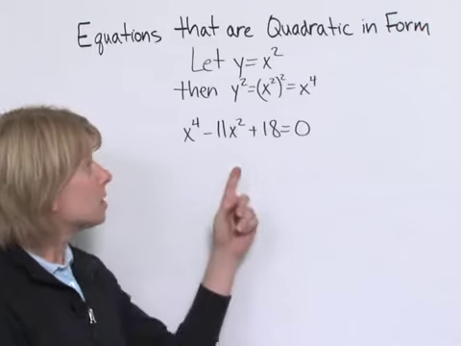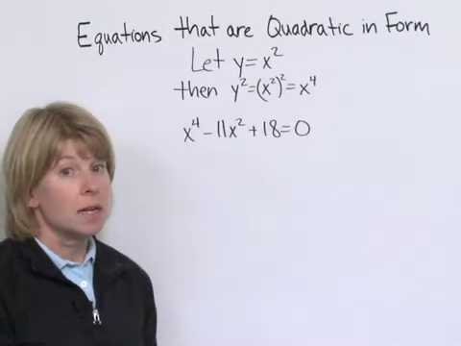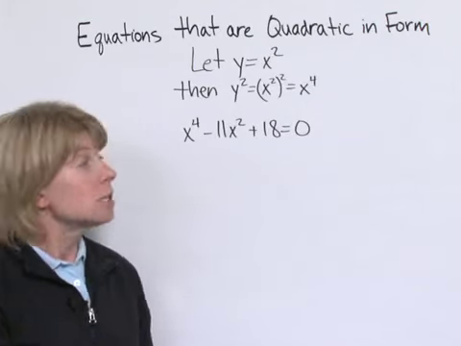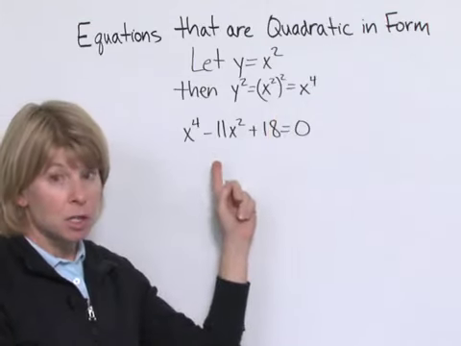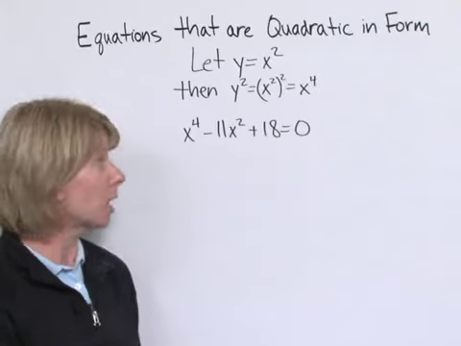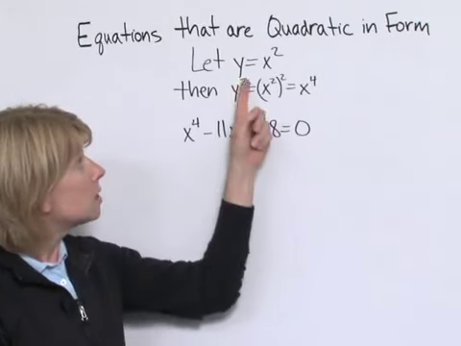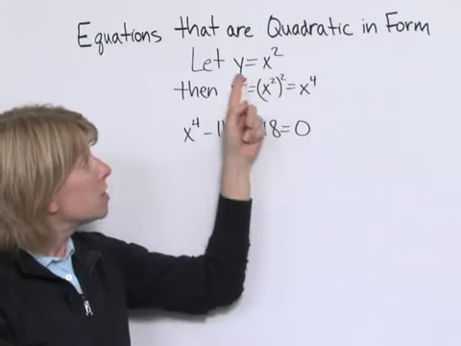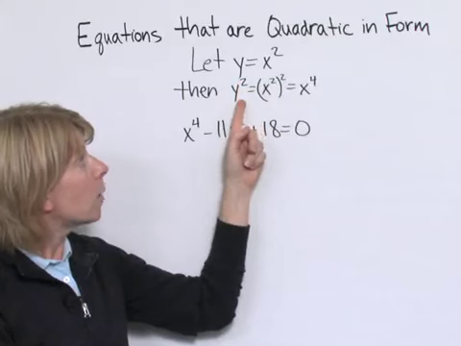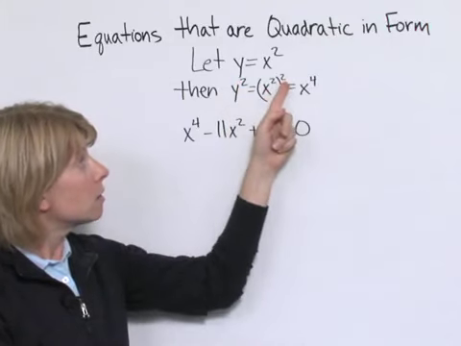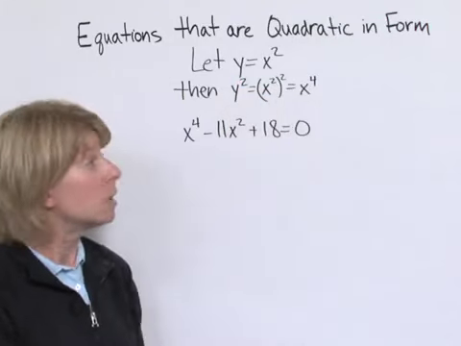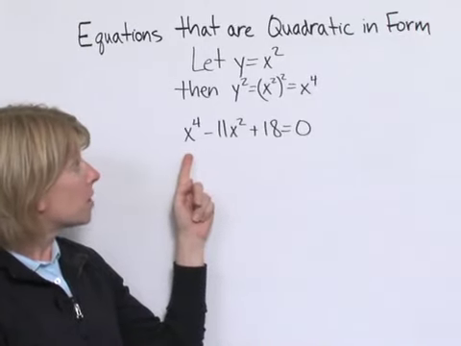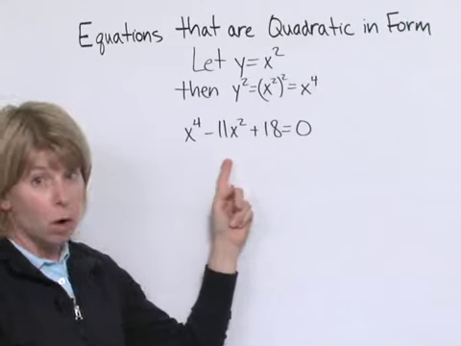Here we have an equation that we want to solve, and as it's written now, it is not quadratic. But if we look at the helpful hint, it tells us we can make these replacements and transform the equation into one that is quadratic. So we're going to let y be x squared, and if we square both sides here, we'll have y squared equals x squared squared, or x to the fourth. So I'm going to rewrite this equation using y squared for x to the fourth and using y for x squared.